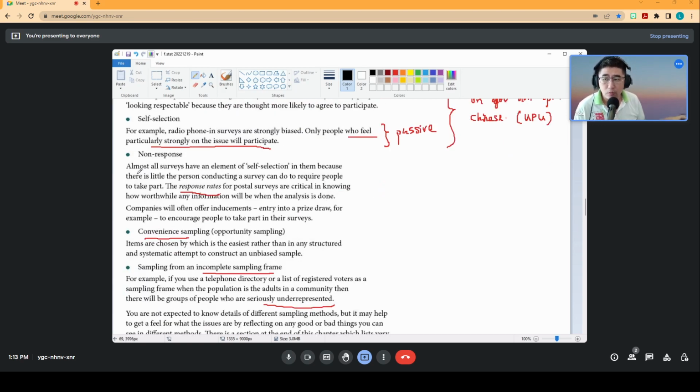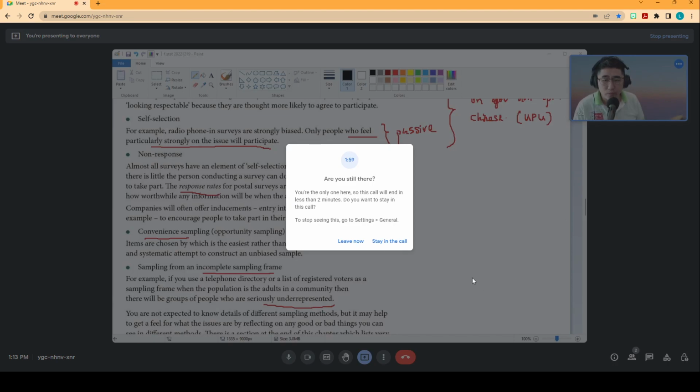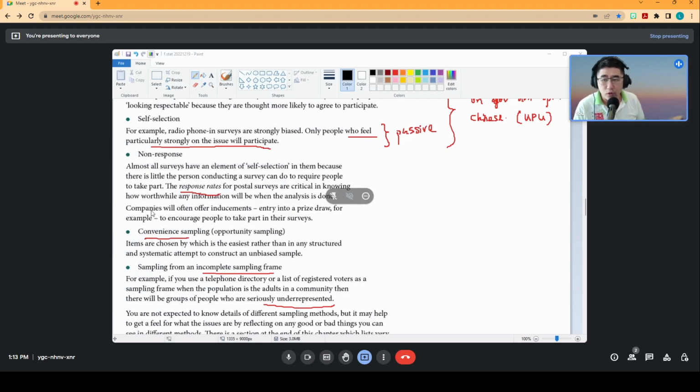Non-response. Almost all surveys have elements of self-selection in them because there is little the person conducting the survey can do to require people to take part. The response rate of a postal survey is critical in knowing how worthwhile any information will be when the analysis is done. Companies will often offer an inducement, such as entry into a prize draw, to encourage people to participate. So you may give some small token, a small gift, to whoever participates.